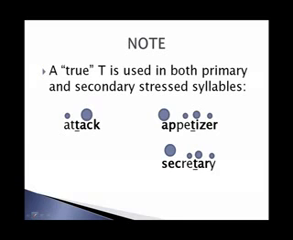Appetizer and secretary are longer words. They have both primary and secondary stress. Primary stress is at the beginning of these words, but the T still falls on a stressed syllable. It's secondary stress, a little weaker but still stressed. That's why it's still a true T. And we say appetizer, secretary.